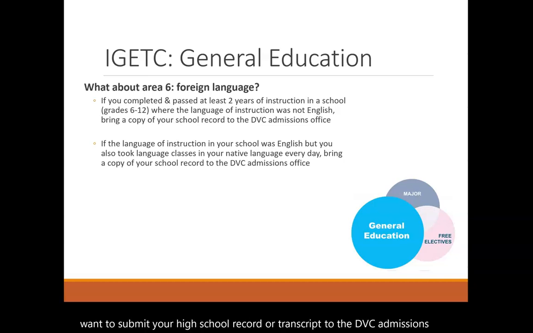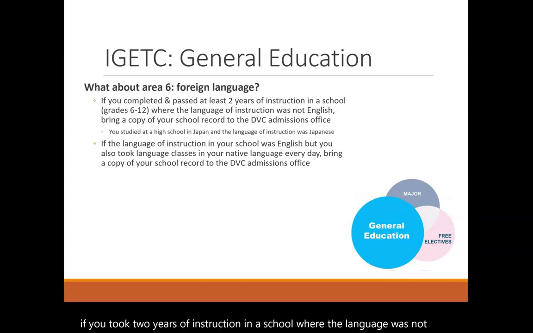So that first one is if you took 2 years of instruction in a school where the language was not English. In the example I've given, you studied at a high school in Japan, the language of instruction was Japanese, you don't need to study any more languages at DVC. We just need to prove proficiency in that language from the high school record.